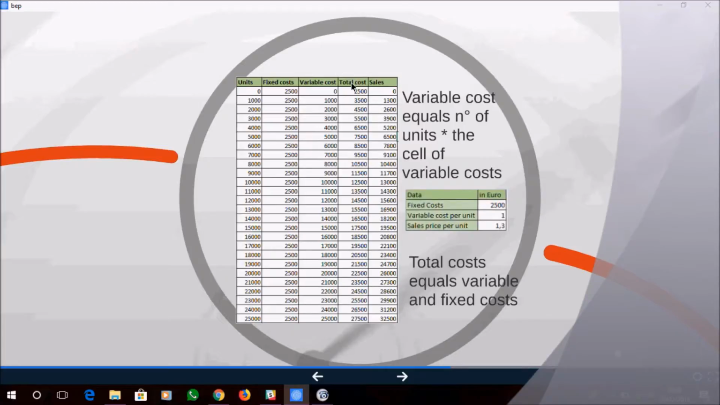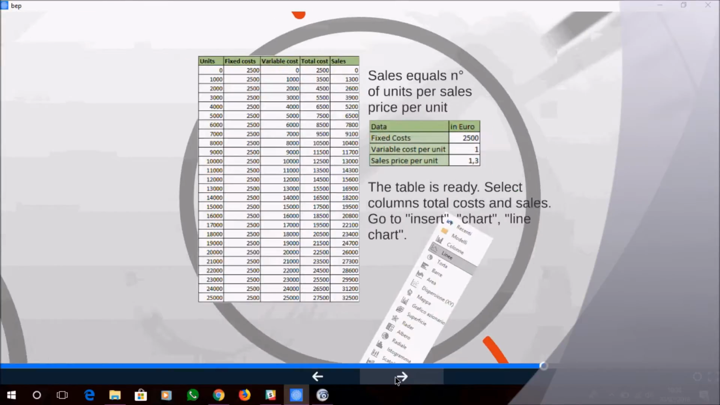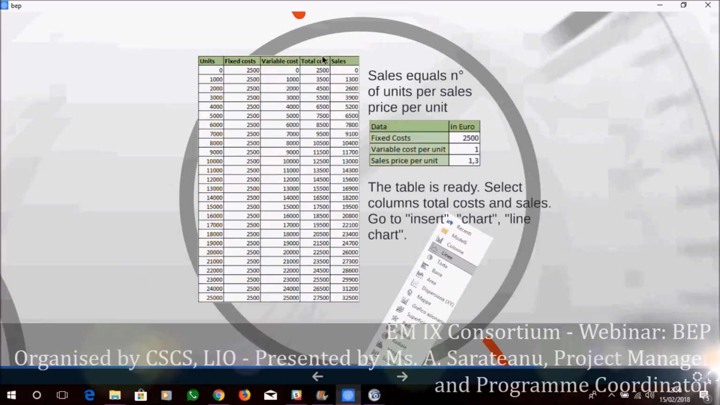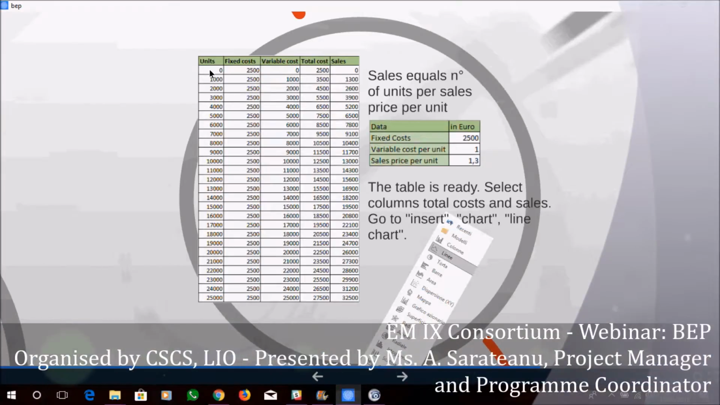Then the total costs will be, of course, the sum of fixed costs and variable costs. We just set the formula on the first and the second, and then we go down to the end of the column. And you will also have your total costs. What we still need is the sales. Now, the sales equals the number of units times the sales price per unit, which is 1.3 as we decided at the beginning.